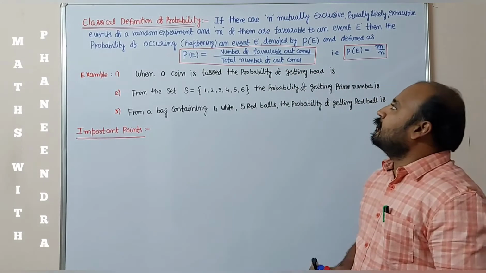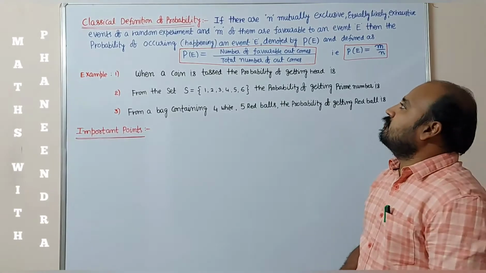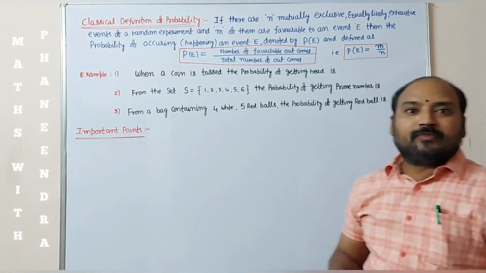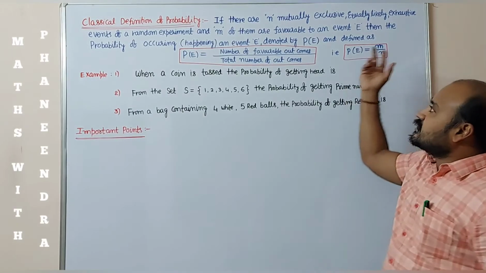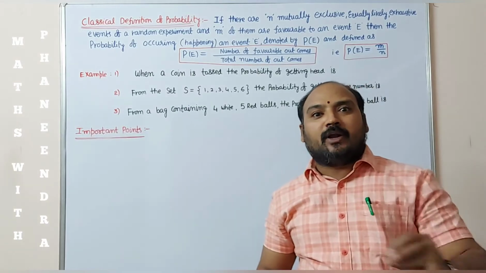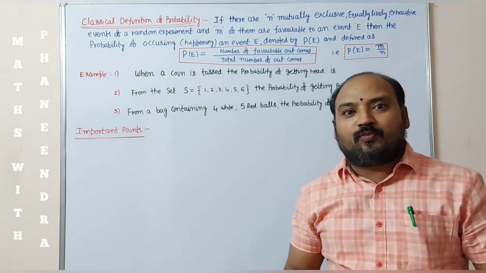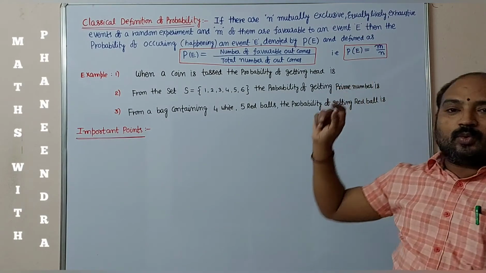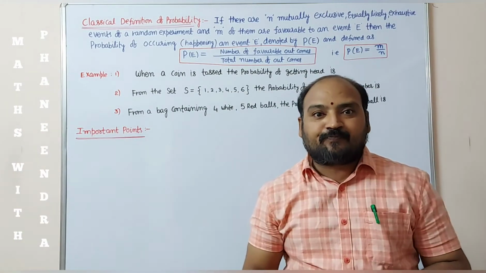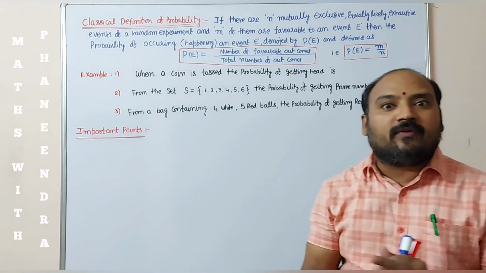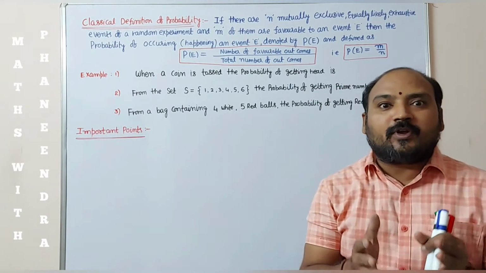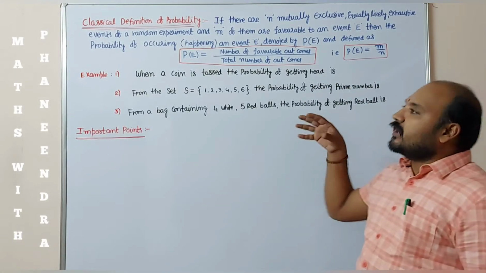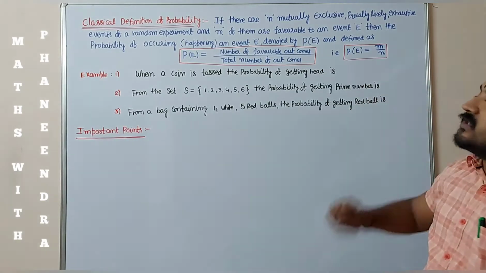So what is meant by probability of the event? If there are n mutually exclusive, equally likely and exhaustive events of a random experiment. In the first video of probability, I already discussed exclusive, exhaustive and equally likely events. What is meant by equally likely events? Happening with equal chances. That type of events are called equally likely events.